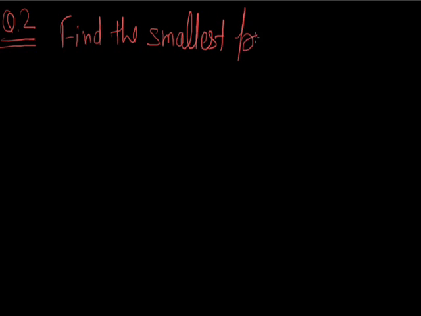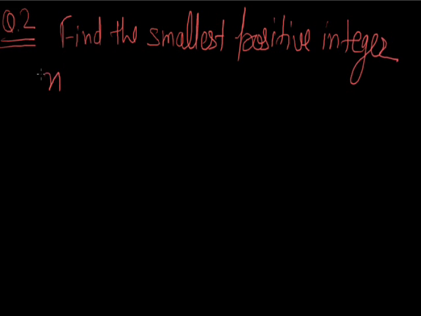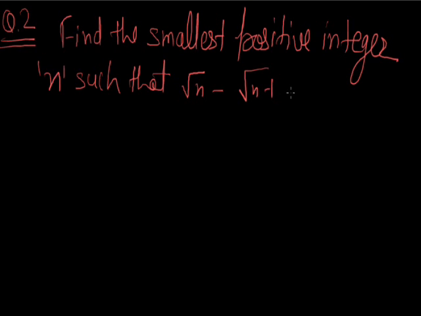Let us move to the next question. Find the smallest positive integer n such that square root of n minus square root of n minus 1 is less than 0.01.